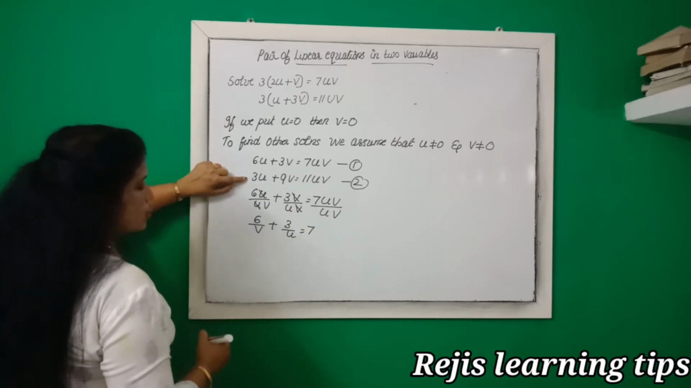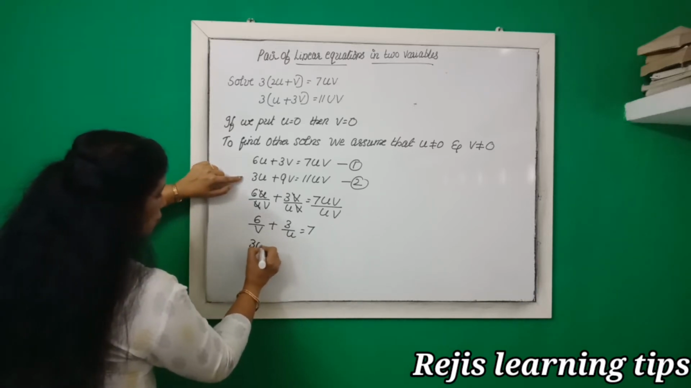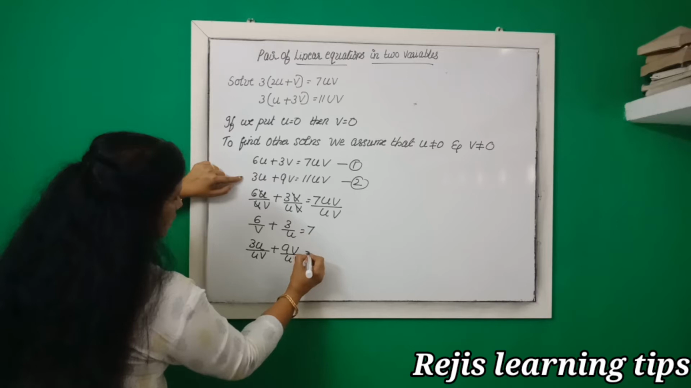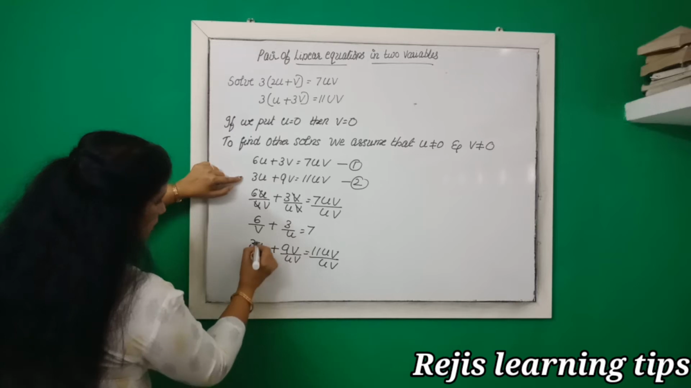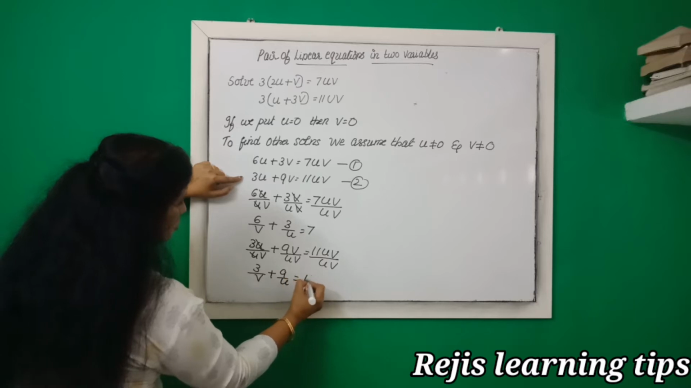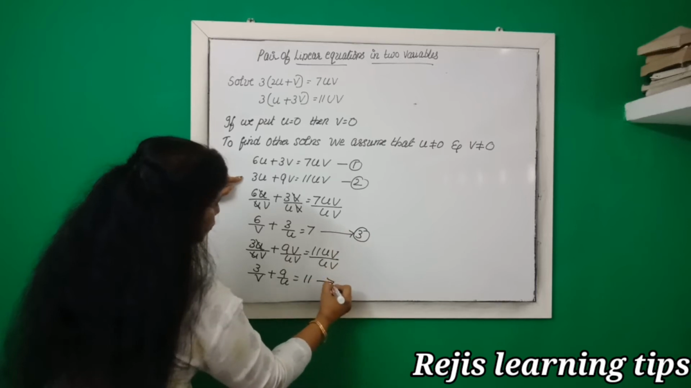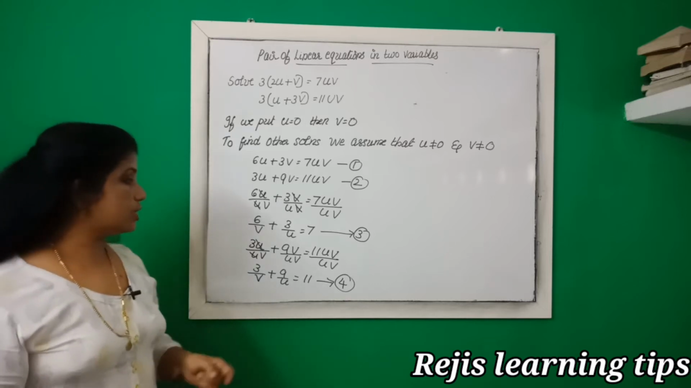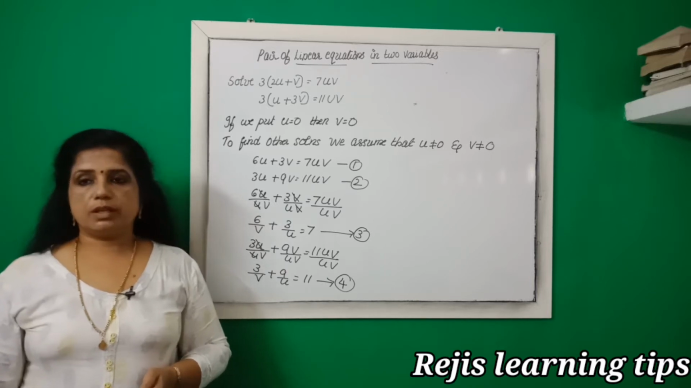In the second equation also we divide by uv: 3u by uv plus 9v by uv is equal to 11uv by uv. Then we will get 3 by v plus 9 by u is equal to 11. This is equation number 3 and this is equation number 4. So 6 by v plus 3 by u is equal to 7, and 3 by v plus 9 by u is equal to 11.